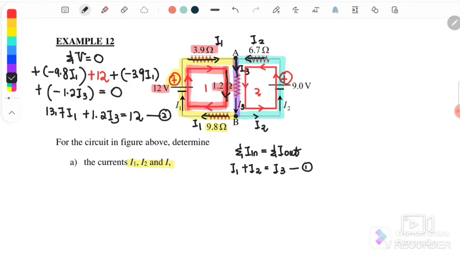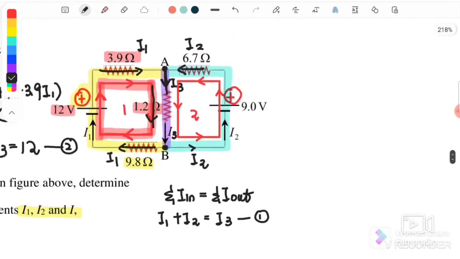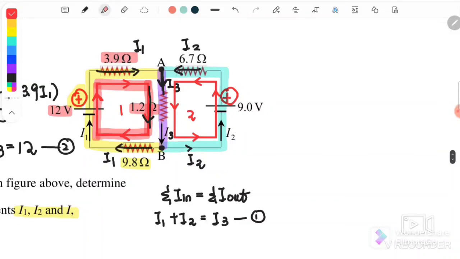Our third equation comes from loop 2. Let's say we start from point B, and you must follow the loop direction. I start from point B and first pass through the 9 volt battery. The direction of my loop comes out from the positive terminal, so the first term is positive 9 volt, a potential rise.